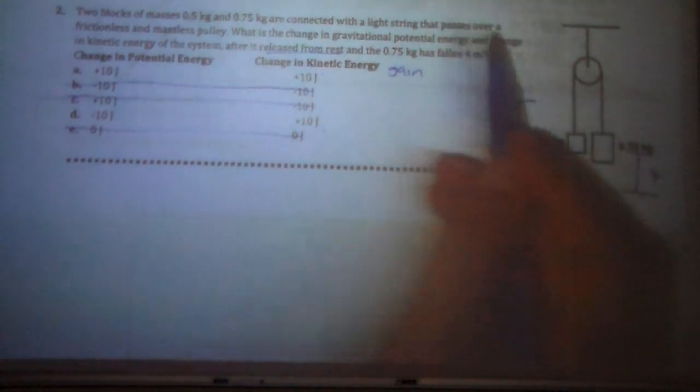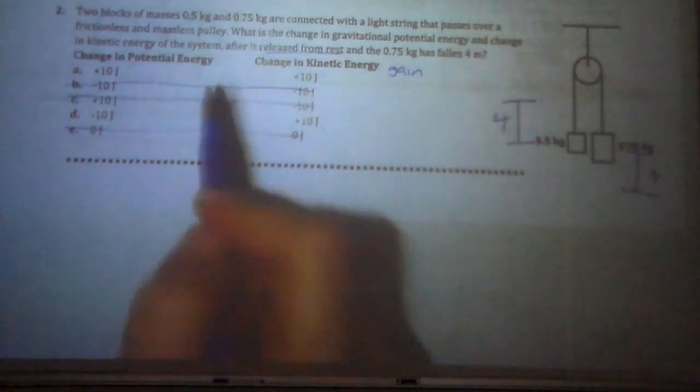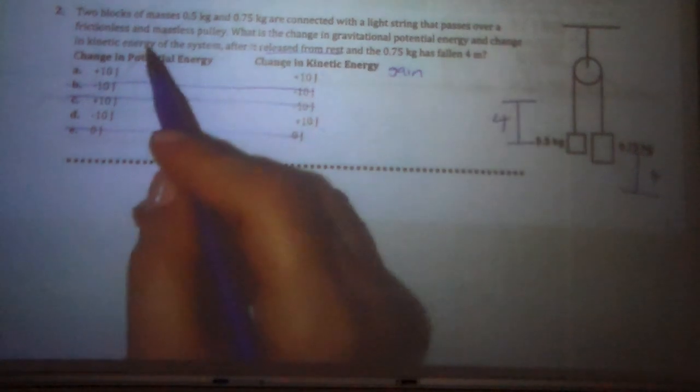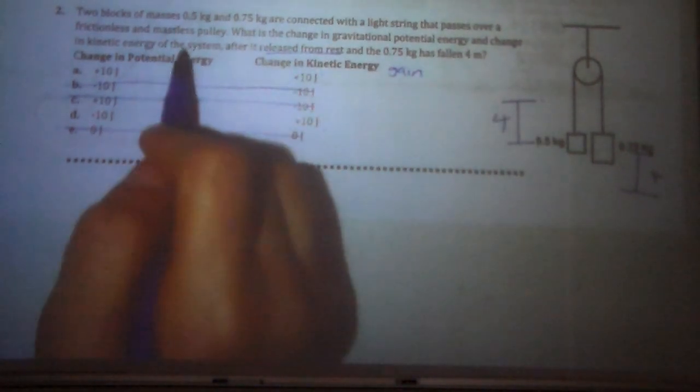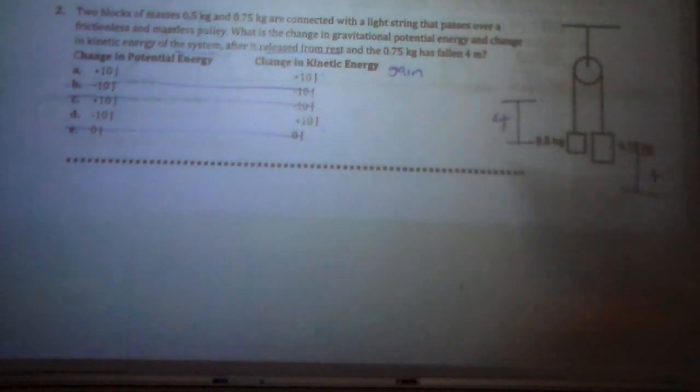It says that it's frictionless. I guess it didn't say what system, but I meant the whole system, the two-block system. So for the whole system, then energy will be conserved.